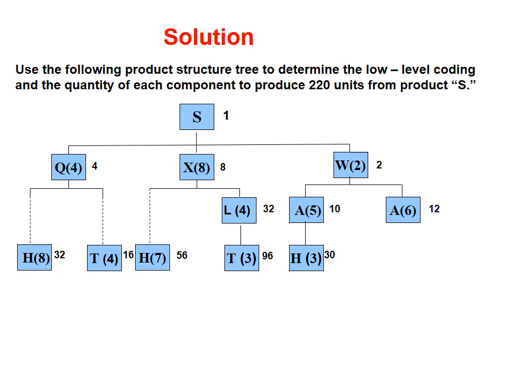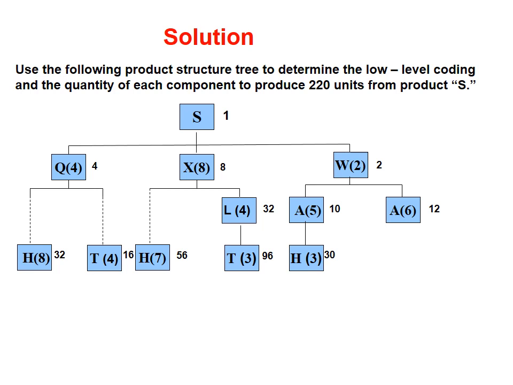This is what we've done. We make H and T in branch X and branch Q in level 3 with the other branch of W. And then we calculate the amount of parts that is needed to produce 1 from top to down. First S, we need 1. W, 2 times 1 equals 2.